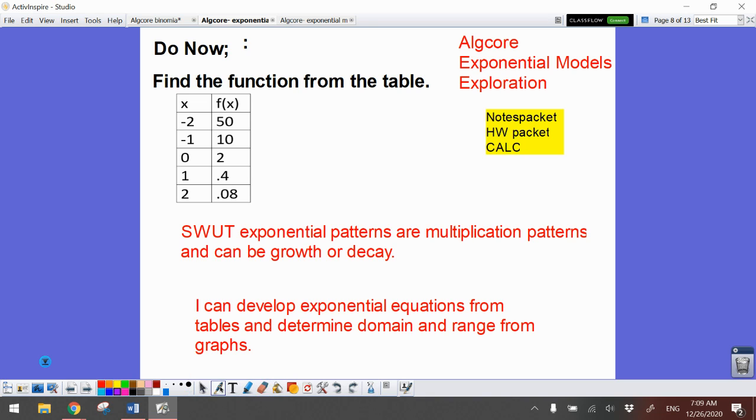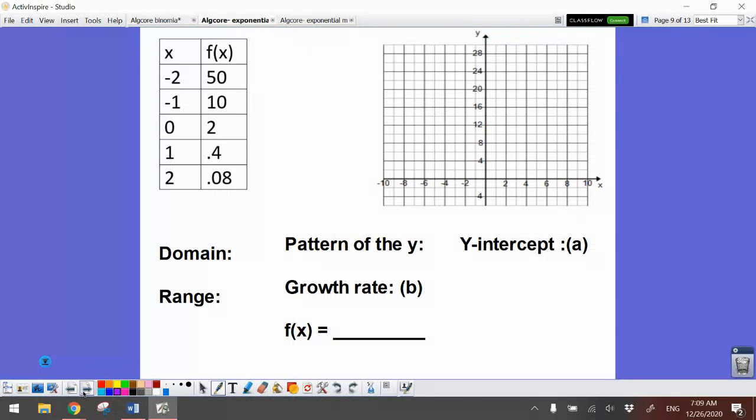Okay, let's keep going with our exponential functions, where we're looking at exponential growth and decay, trying to figure out our domains and ranges, and looking for the patterns. So we're going to start with a function today where we need to identify the pattern and come up with our y-intercept, our growth rate, and our function, figure out our domain and range, and graph it.